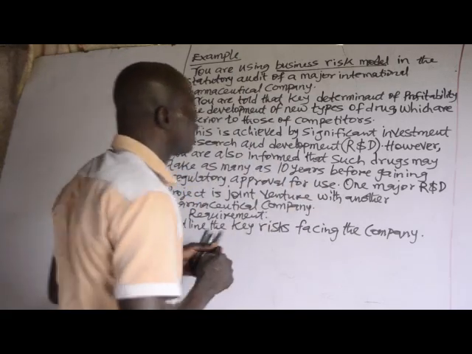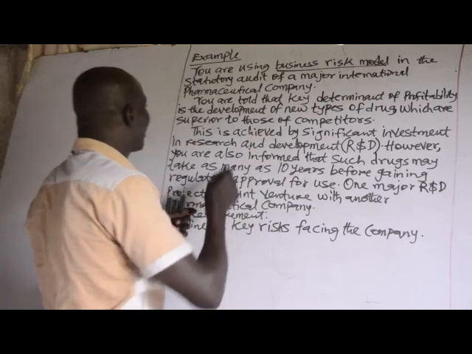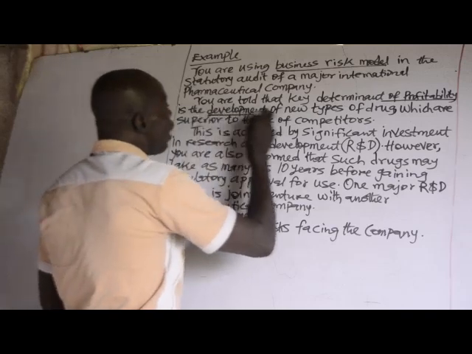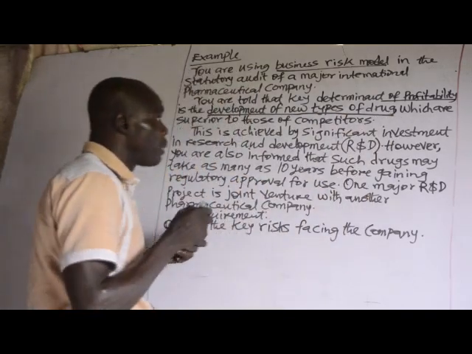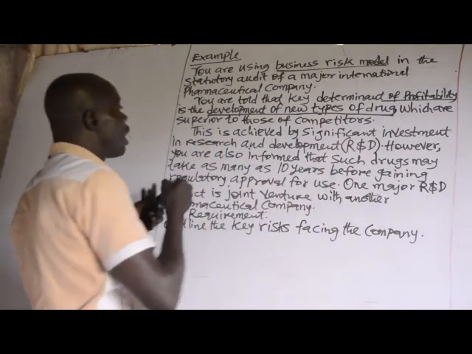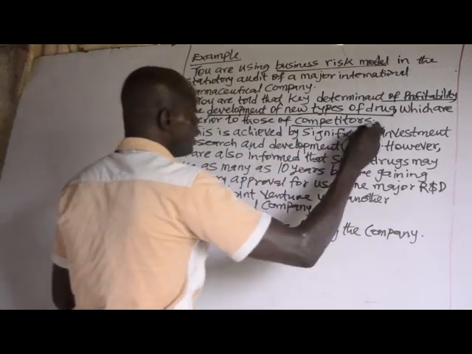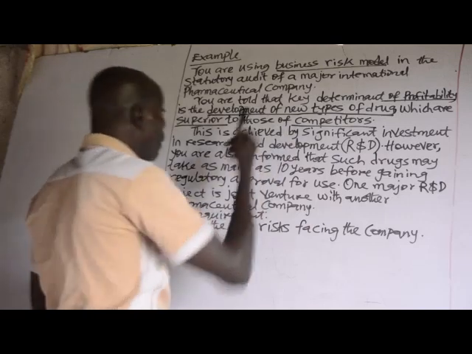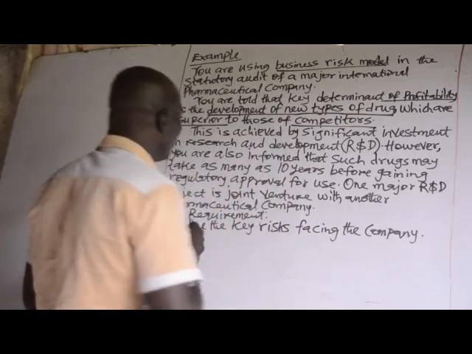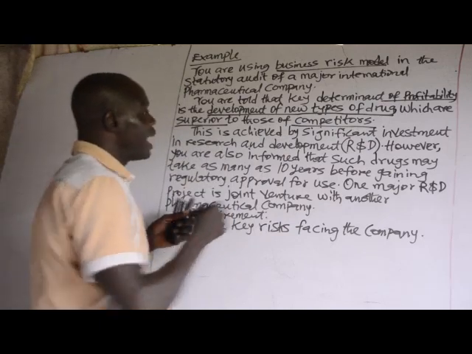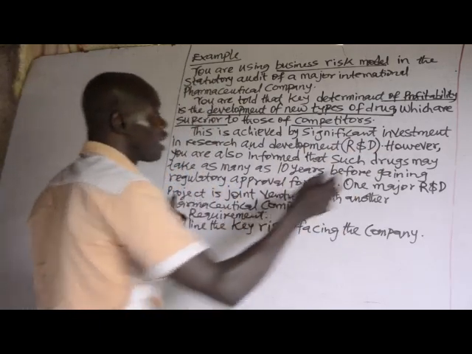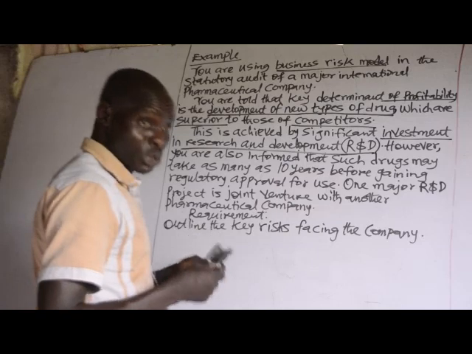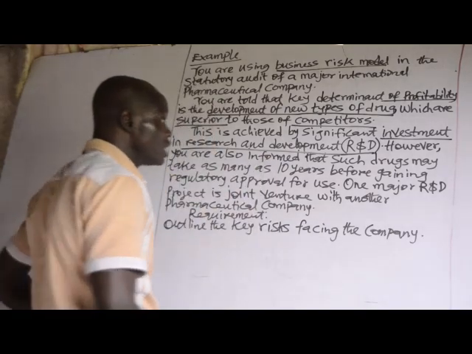Now, let's identify the key things. You are told the key determinants of profitability, so your focus is profitability. It is the development of new types of drug. You want to develop new drugs which are superior to those of competitors. There are competitors here, and a competitor could jeopardize the chance of the entity achieving its objectives. This is achieved by significant investment in research and development. Remember, the investment may not be successful, and where it is not successful, it poses risk to the entity.